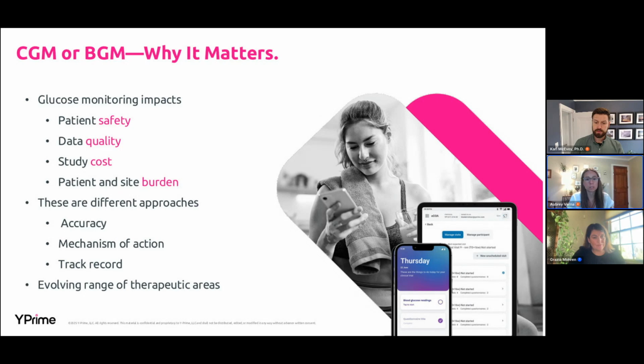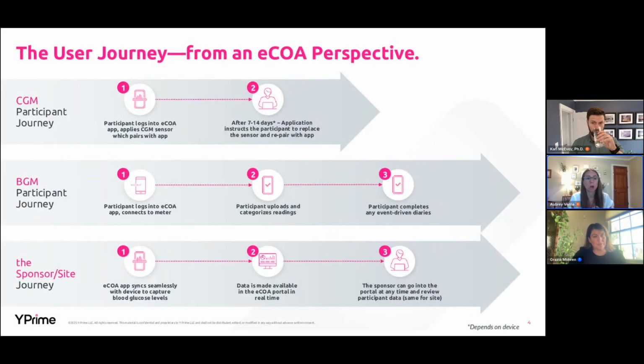So I was going to jump in on the next slide and really talk about the user journey at a super high level. I want to make sure we're all on the same playing field here. I know there are many experts on the line when it comes to CGM and BGM, but I want to really take a look at the user journey specific to eCOA and the eCOA approach, if you will, to both CGM and BGM.